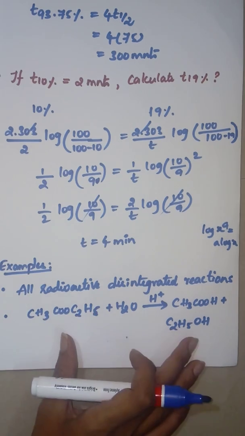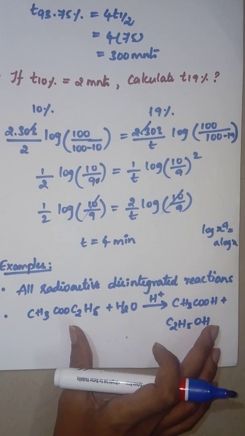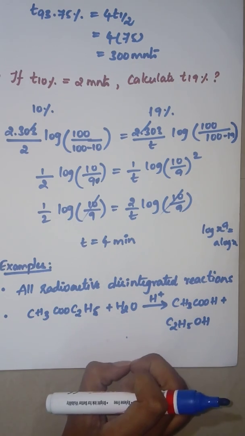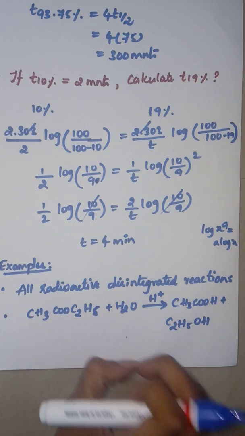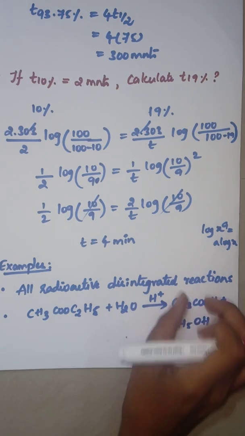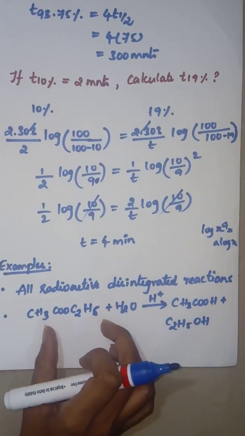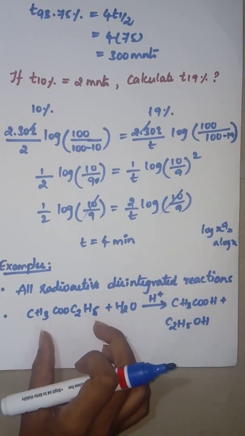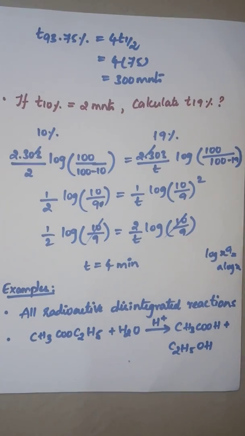Now this I have just written, like in the worst case, if you get some complicated equation and they ask what kind of order it is, you should remember that. And if there is some radioactive element in it, you should know that all radioactive disintegration reactions are first order reactions. And the most famous reaction, that is hydrolysis of ethyl acetate, it is also a first order reaction. Okay, thank you.